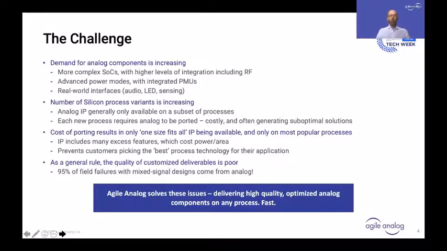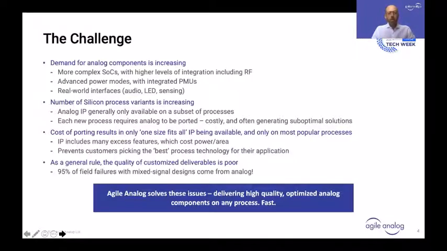This means you could end up with many excess features which you might not need for your application, and these features cost power and or area, right? And even worse, we've had cases where customers have avoided picking the best process technology for their application simply because they could not find the IP that they needed on that process. And as a general rule, the quality of customized deliverables is poor. And this is primarily because they're manually generated. And this translates into a reduced reliability on the long run for the final product.